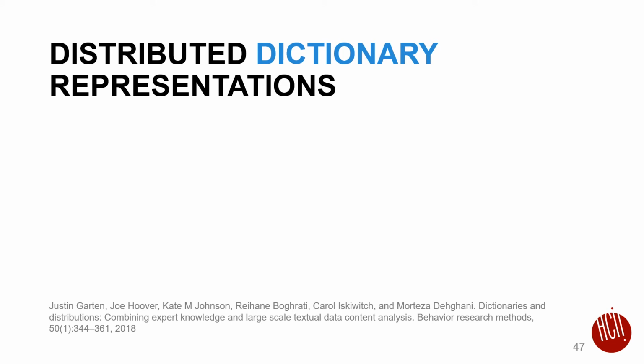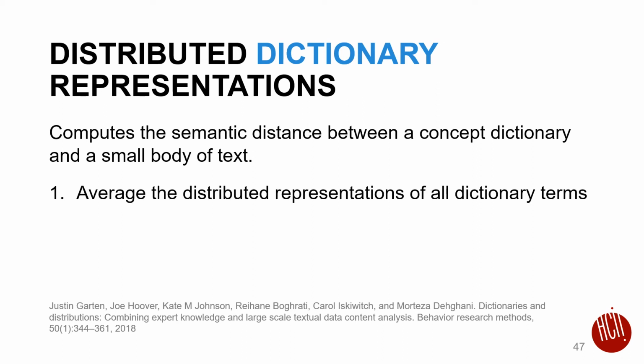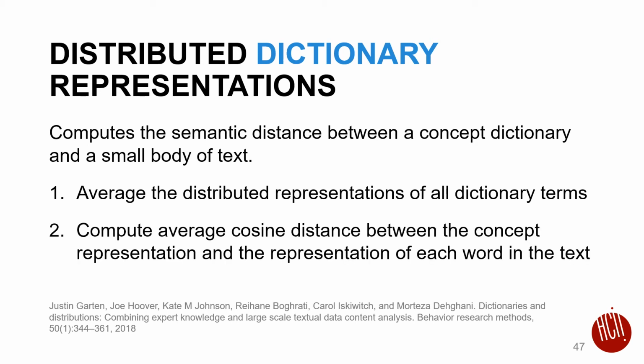Recently, Garten and colleagues have extended this work to include more traditional psychological concept dictionaries, which lets us use psychological constructs like the values in Moral Foundations Theory. Essentially, we can compute the semantic distance between a concept dictionary and a small body of text. We do that by averaging the distributed representations of all dictionary terms, and then computing the average cosine distance between the concept representation and the representation of each word in the text.